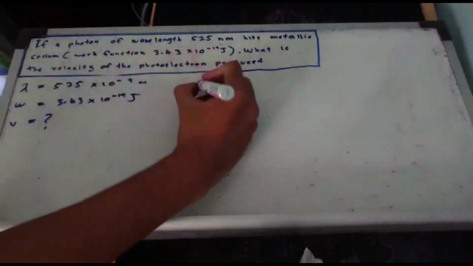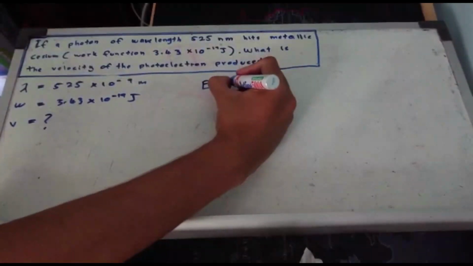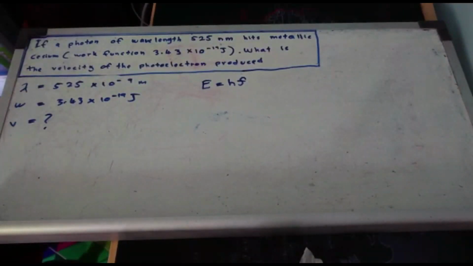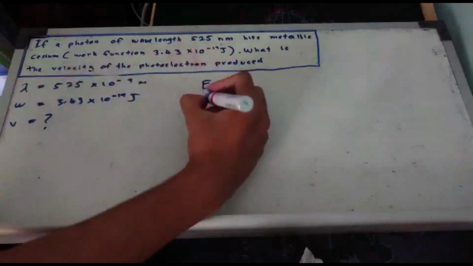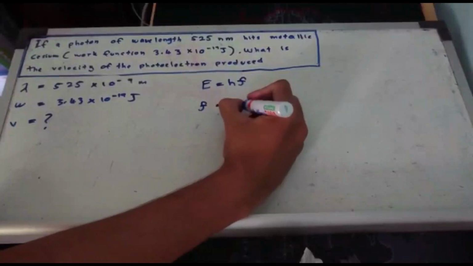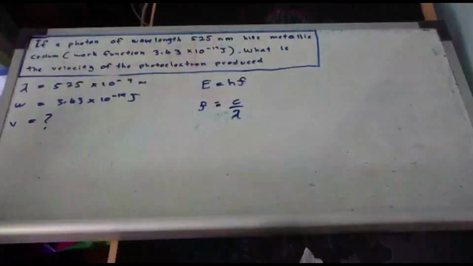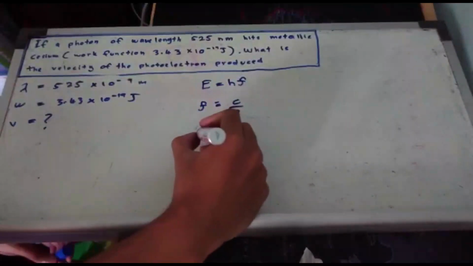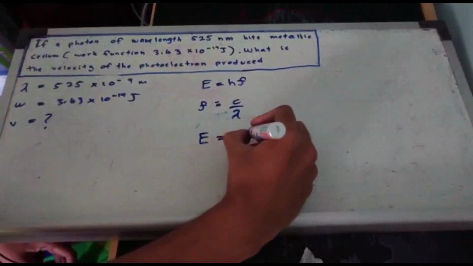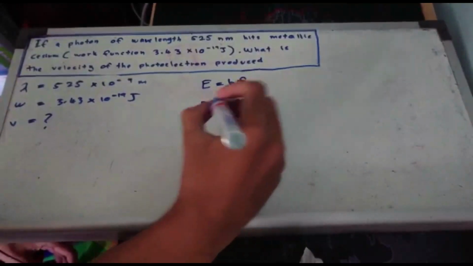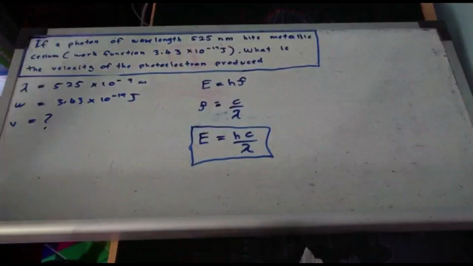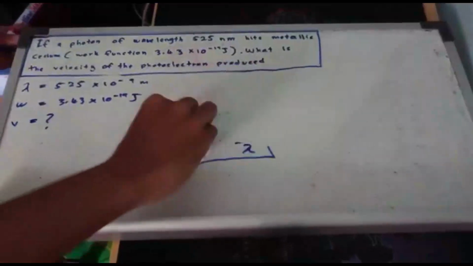Since we know that E is equal to h times f, where h is the Planck constant and f is the frequency, and we also know that f is equal to c over lambda, from these two equations we can find the value of E. E is equal to h times c over lambda. This is the formula to find the total energy of the photon. So let us find the total energy.